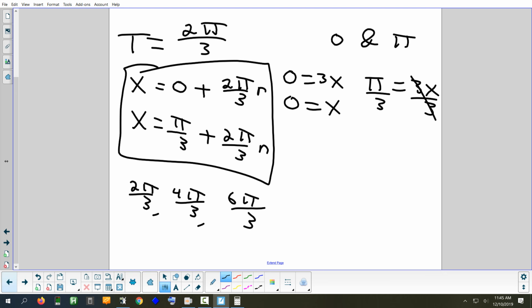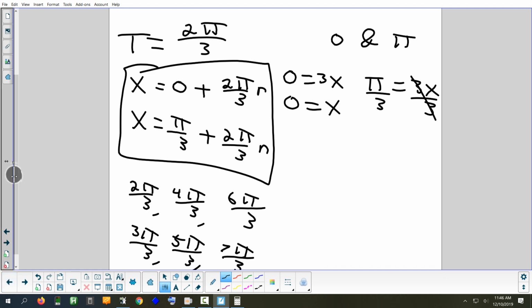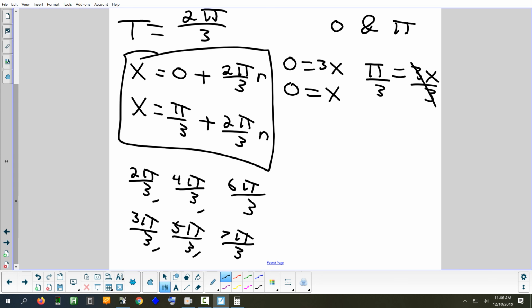2 pi over 3 times 1. 2 pi over 3 plus 1 pi over 3. Yeah, I'm going to write it as 3 pi over 3. The next one is 5 pi over 3. 7 pi over 3. How could you describe all your asymptotes here? What is it? All multiples of pi over 3.